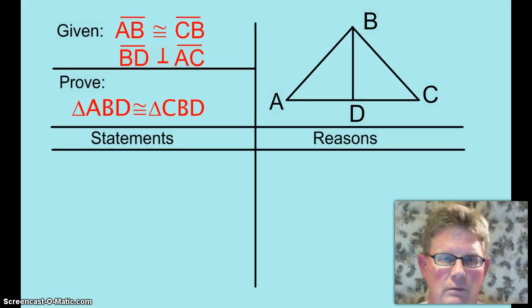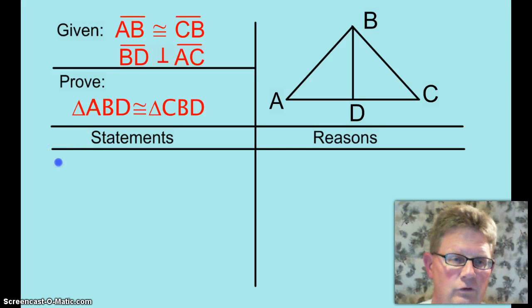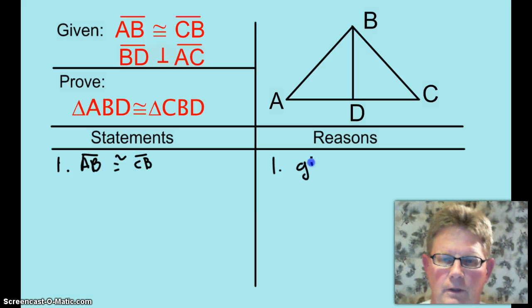Alright, here we've got a two-column proof. Given that AB is perpendicular to CB and that BD is perpendicular to AC, I want you to prove that triangle ABD is congruent to triangle CBD. So first we'll start with a given. AB congruent to segment CB, and that's given. Whenever we make a statement about congruence, we're going to come over on the picture and mark it. So AB congruent to CB.